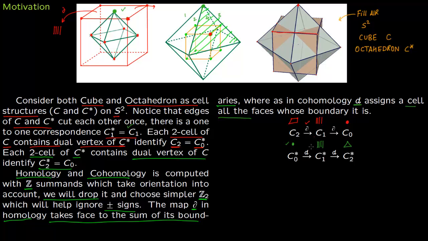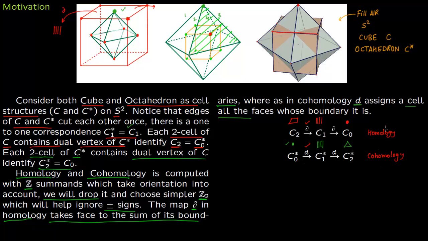What the map delta does here, the map D does exactly the same, because we have this one-to-one correspondence between the cells and the maps which we have just described. So whether you do delta or you do D, these maps are the same. So if you compute kernel over image for these two maps, it will be the same. But notice that this map is homology. Indexes are decreasing. You're going from C2 to C1 to C0. On the other hand, this map is cohomology. Index is increasing. You're going from C0 to C1 to C2.